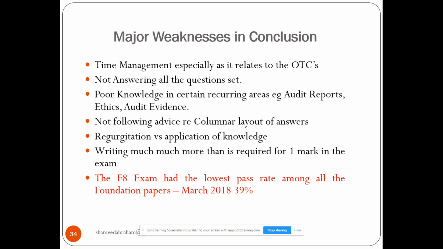Sometimes questions ask you to have the answer in a columnar format. Of course, that will not be an issue anymore for people who are attempting the CBE exams, because the CBE exams will have the columns there for you. The issue of regurgitation versus application, that a lot of us are literally just regurgitating information coming out of the question as opposed to using the information, writing a lot more than is required for 1 mark.